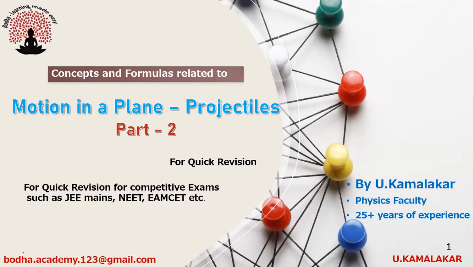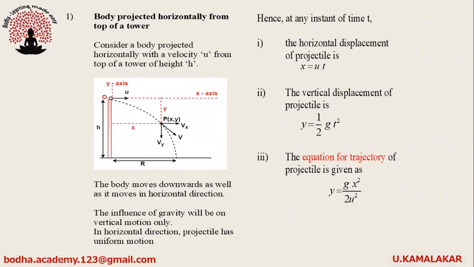In this video, we'll discuss concepts and formulae related to body projected from the top of tower. Consider a body projected horizontally with a velocity u from top of a tower of height h. The body moves downwards as well as it moves in horizontal direction. The influence of gravity will be on vertical motion only.